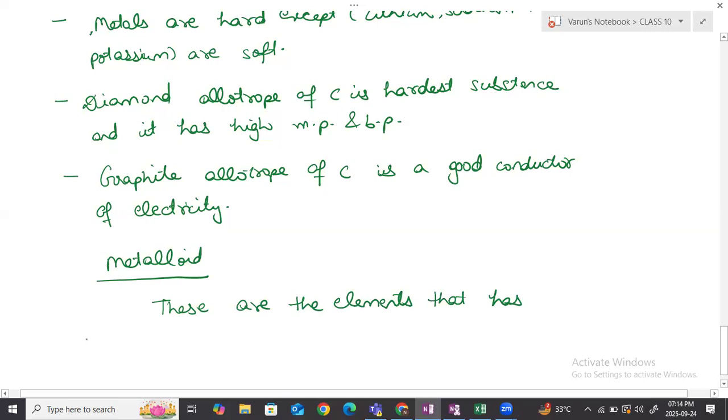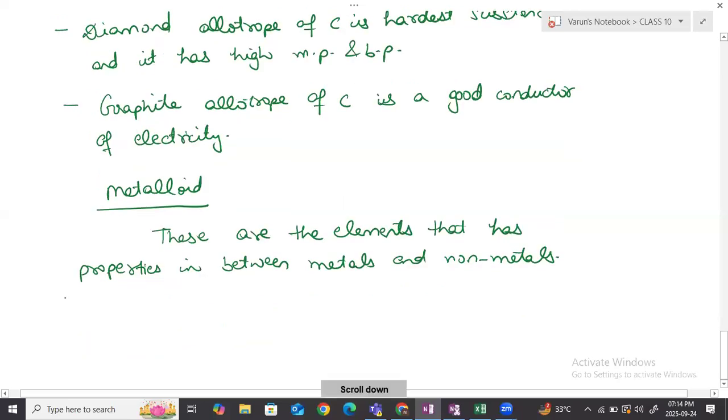These are the elements that have properties in between. Basically, we have 7 to 8 metalloids in our periodic table. And they are: we have boron, represented by B. We have silicon, Si. We have germanium.